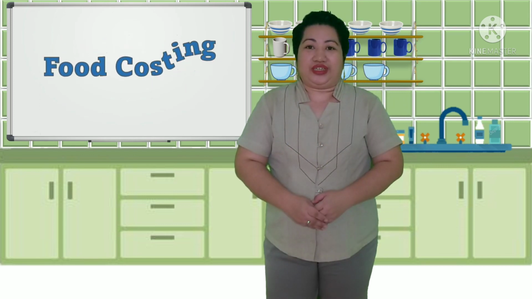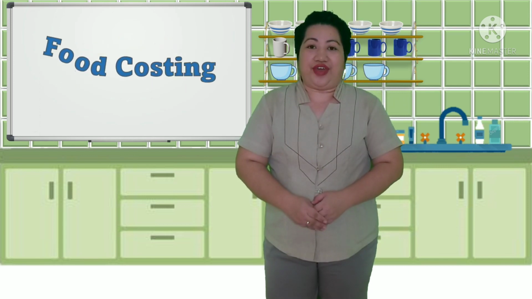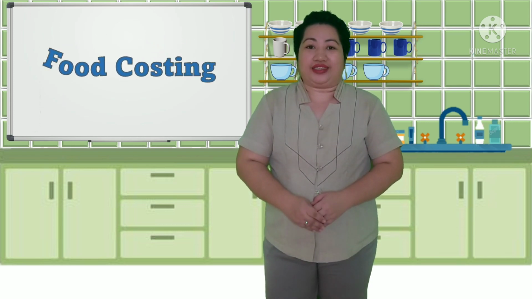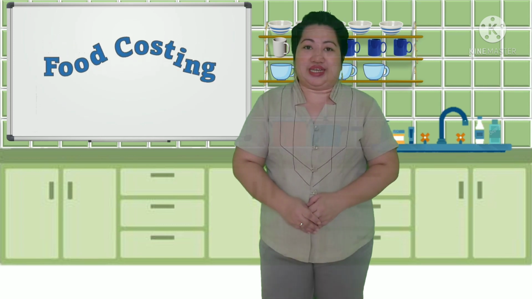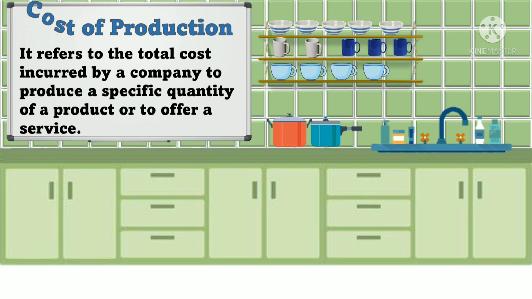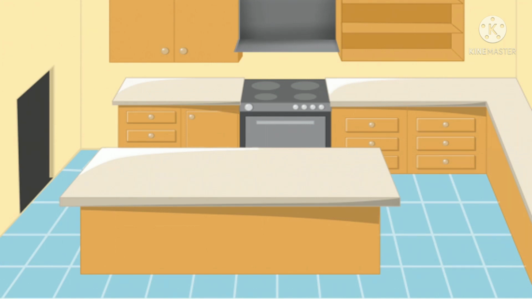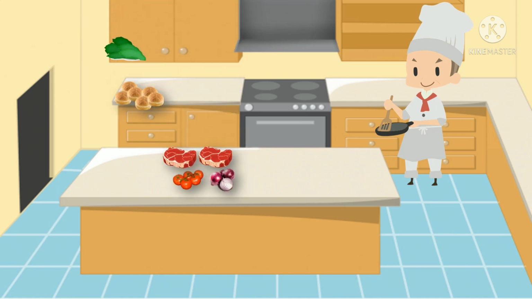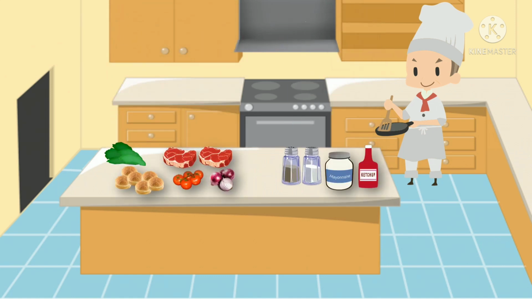Food costing is important to know because it has a direct effect on the profitability of the restaurant. Food costing affects the financial health of the food business. Cost of production refers to the total cost incurred by a company to produce a specific quantity of a product or to offer a service. It may include things such as labor, raw materials, or consumable supplies.